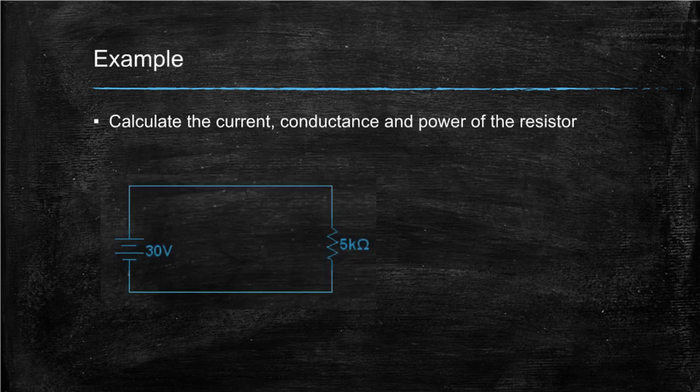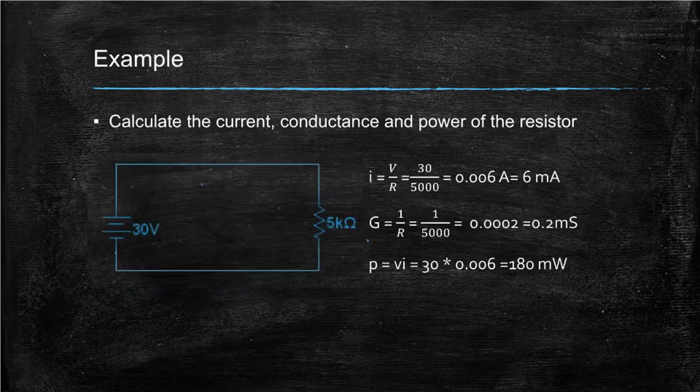Here's an example. We will make use of what we just learned to solve it. Calculate the current, conductance and power of the resistor. Pause it and try to do it. To explain, the same current flows throughout the single-loop circuit. Use the Ohm's law formula to find the current and the conductance formula to find conductance. Find the power using the power formula and the current you found.